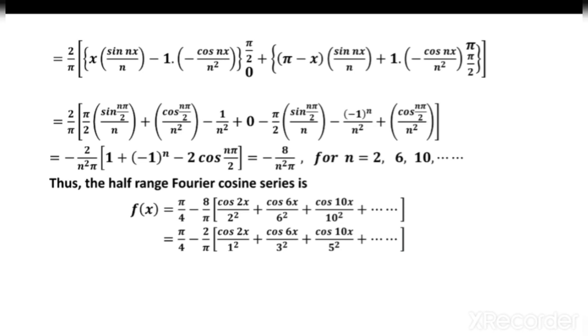Now, as we have done in the last problem, we are putting it in the expanded form. F of x equal to a naught by 2, then plus summation 1 to infinity an into cos nx you have written. So 8 by n square pi into each value n equal to 2, 6, 10, etc. Replace all the values of n by 2, 6, 10 and get the expanded answer.